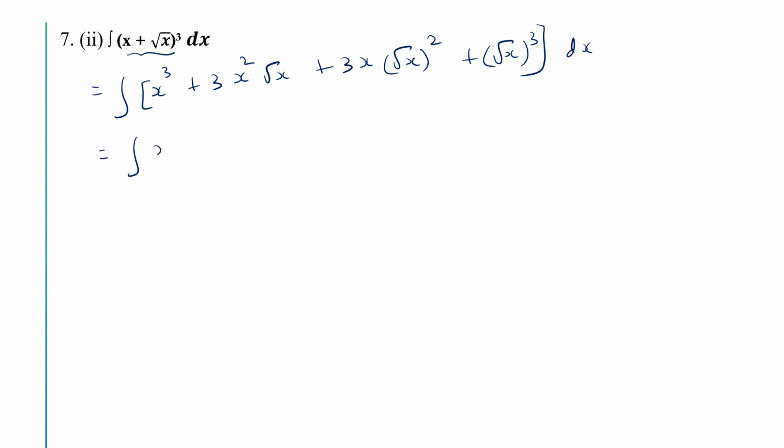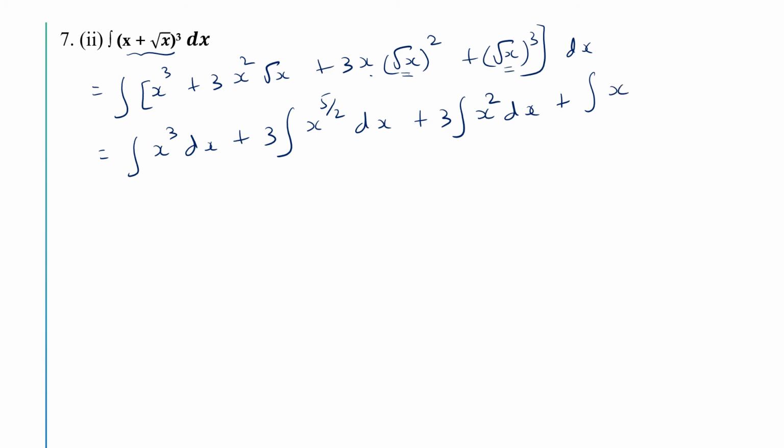So this is equal to integral x cube dx, then plus 3 integral x square into root x is x square into x raised to half. So it is x raised to 2 plus half, it is 5 by 2 dx plus 3 integral root x the whole square is x into x is x square dx plus integral root x the whole square is x raised to 3 by 2 dx.